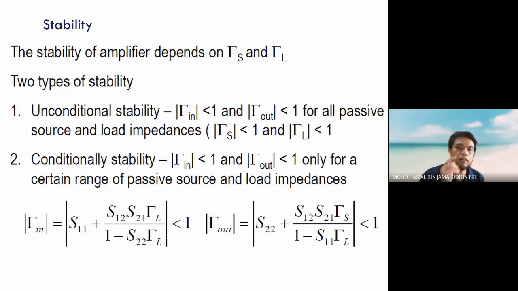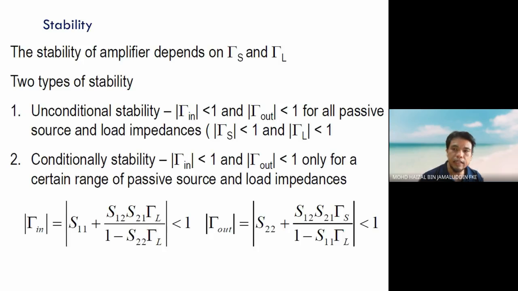Amplifier design. In order for the amplifier to properly operate, gamma S and gamma L should be in a stable region. Here we have two types of stability: unconditional stability and conditional stability. Unconditional stability means that gamma S or gamma L is stable, while conditional stability means there are some conditions for gamma S and gamma L to be stable.